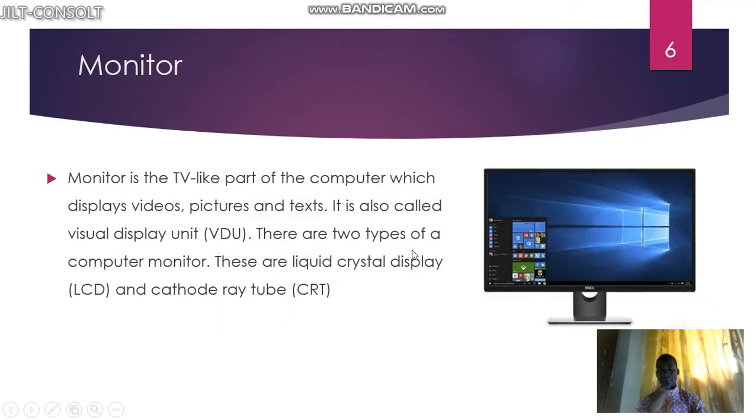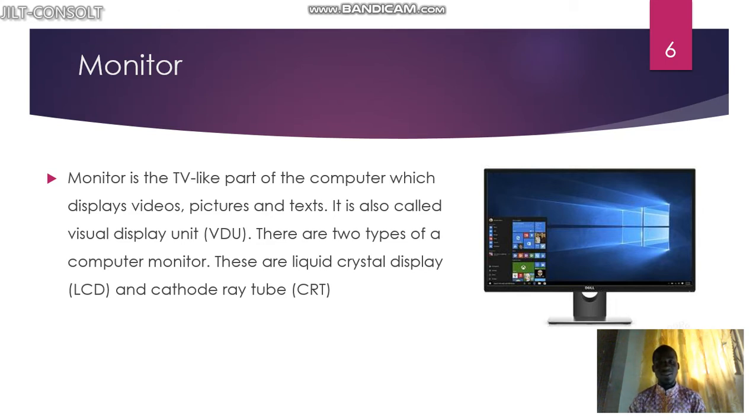Now, we talk about the monitor here. The monitor is like your television. We say it is the television-like part of the computer which displays video, pictures, and text. So it is also called the visual display unit. The monitor is also called a visual display unit. So I can come to your class and ask you, turn on your visual display unit. Hello learners, please turn on your visual display unit. Then you will be looking at me, hey, what's that?